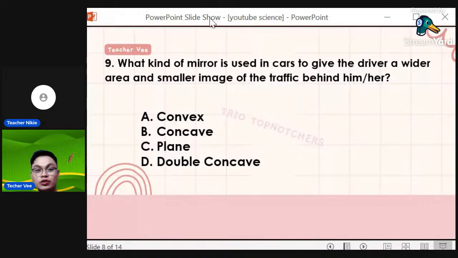So, ano yung sagot niyo dito sa number 9? So far, ilan na yung scores ninyo? 9/9 pa rin ba?